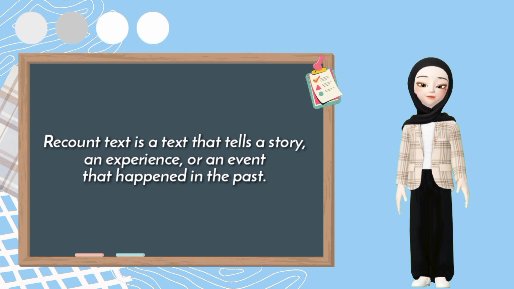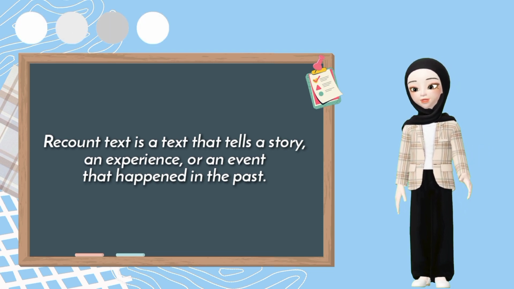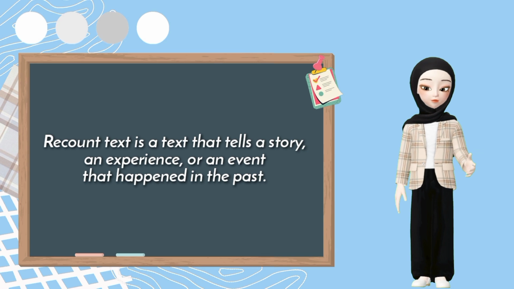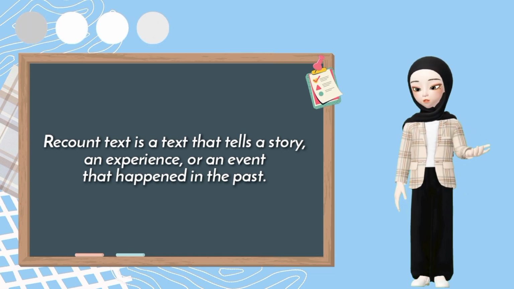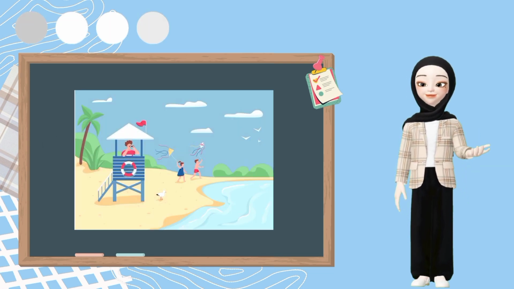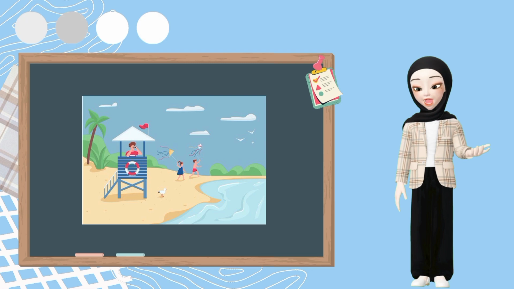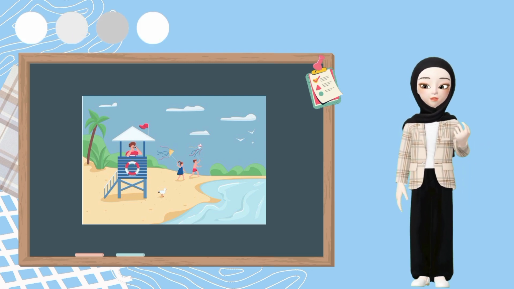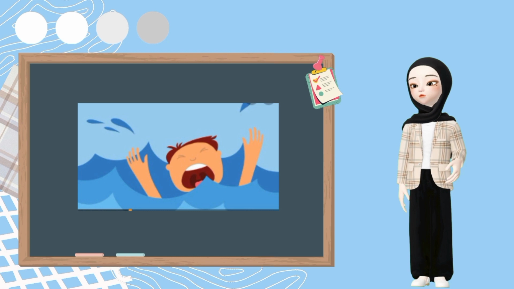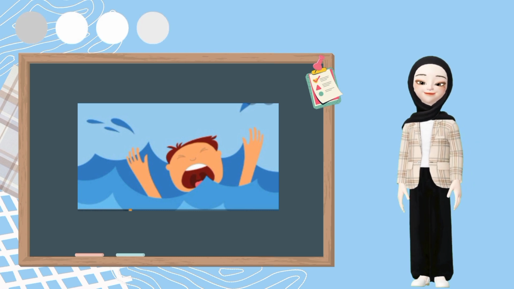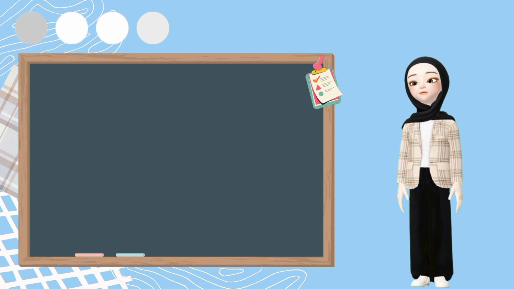Recount text is a text that tells a story or an experience or an event that happened in the past, whether it was a fun or a sad event. The example of a fun event is when you had a vacation to Kuta Beach on last holiday with your friends. Meanwhile, the example of a sad event is when you got drowned in a swimming pool.